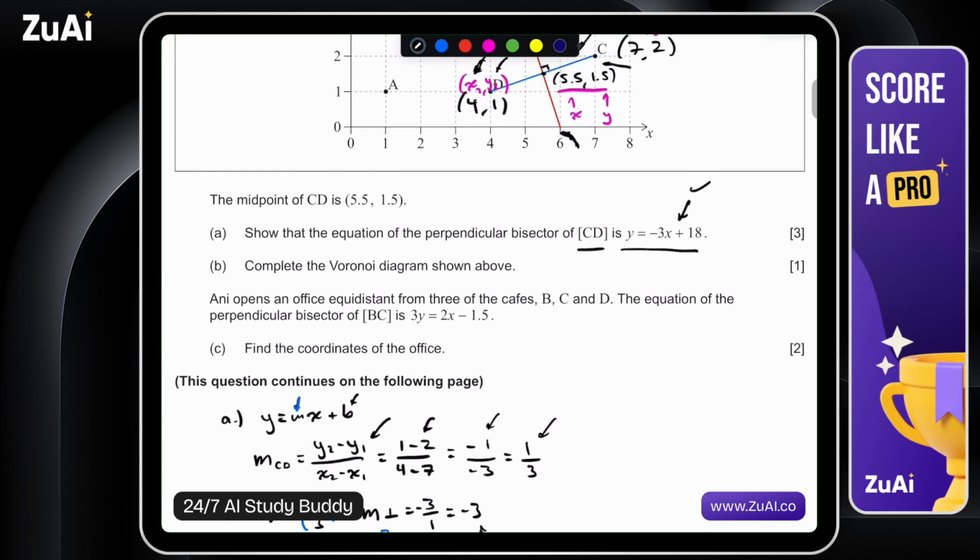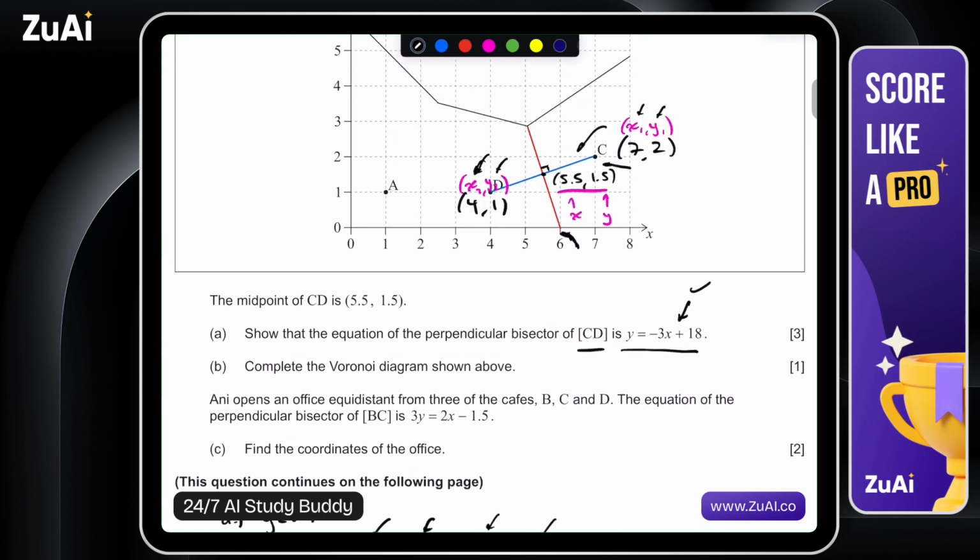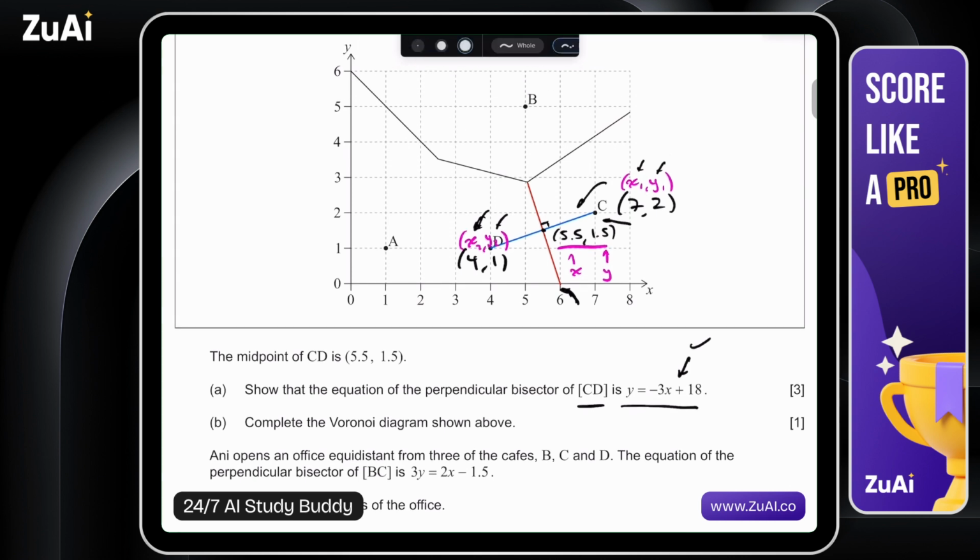Okay. Complete the Voronoi diagram shown above. Okay. Going to erase this here, and then we can continue on. So Voronoi diagram, what does it do?